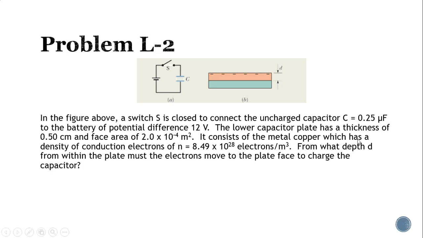It consists of copper metal, which has a density of conducting electrons of 8.49 times 10 to the 28th electrons per cubic meter. That happens to be a lot of conductive electrons.